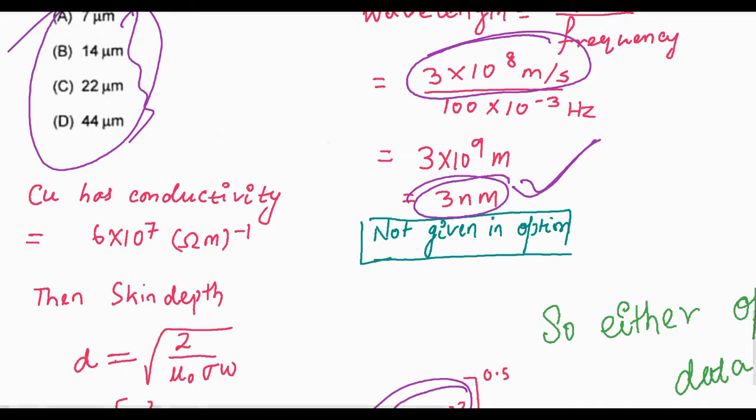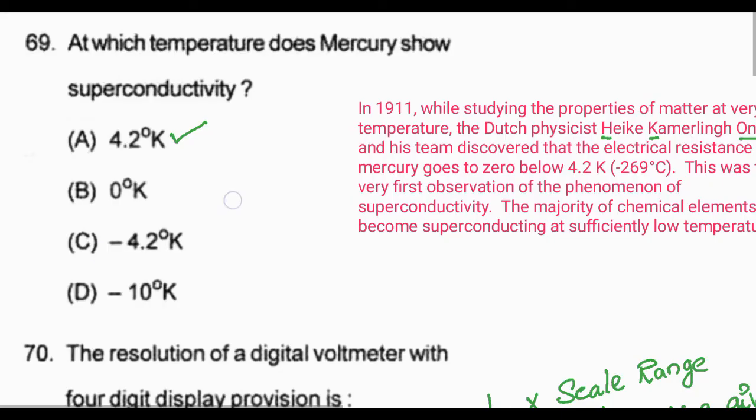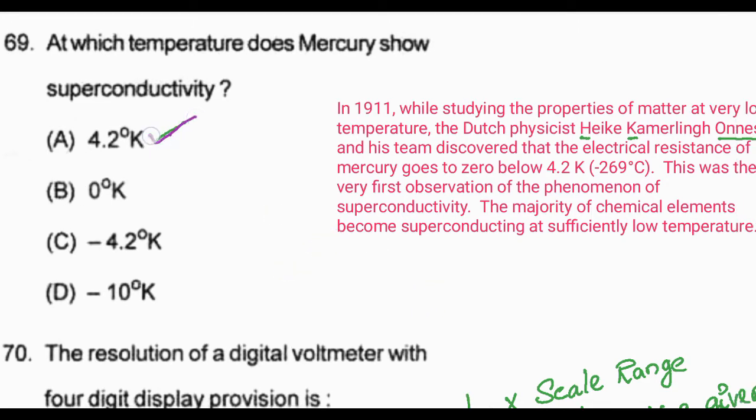So the next question is question number 69. At which temperature does mercury show superconductivity? So this is 4.2 K, that is 4.2 Kelvin, not a degree. In case of Kelvin, degree is not mentioned. Degree is mentioned only in case of the Celsius and Fahrenheit scales, not for Kelvin. Kelvin is directly written as 273 K, not degree K.